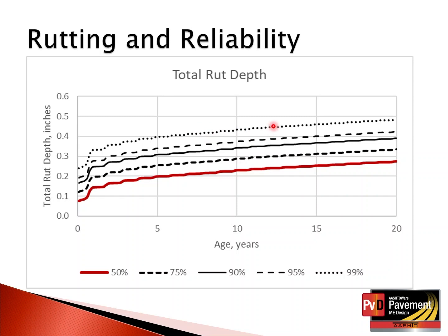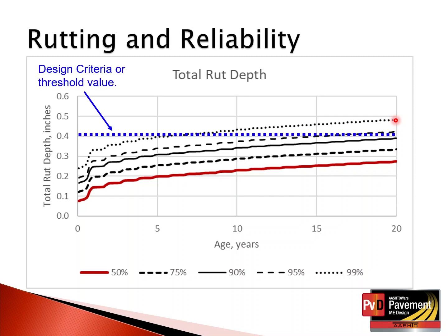So you can see reliability has a big impact related to the average, the 50% reliability on the design. 50% versus 95%. 50% is less than 0.3, about 0.28. For the 99% reliability, the predicted is about 0.48 inches total rutting.